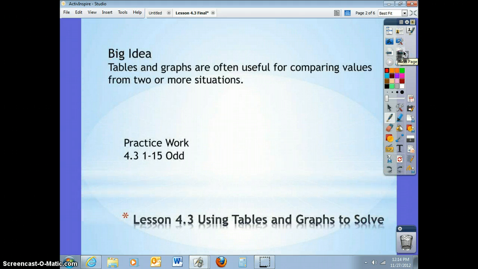Okay, so tables and graphs, which you're familiar with, can be used for comparing values, and when you use them, you can often compare two or more situations. Practice work, which you'll do in class, is 1 through 15 odd. There's a lot of A, B, C, D to it, so it seems like it's only 7 problems, but because of all the different iterations, it adds up.